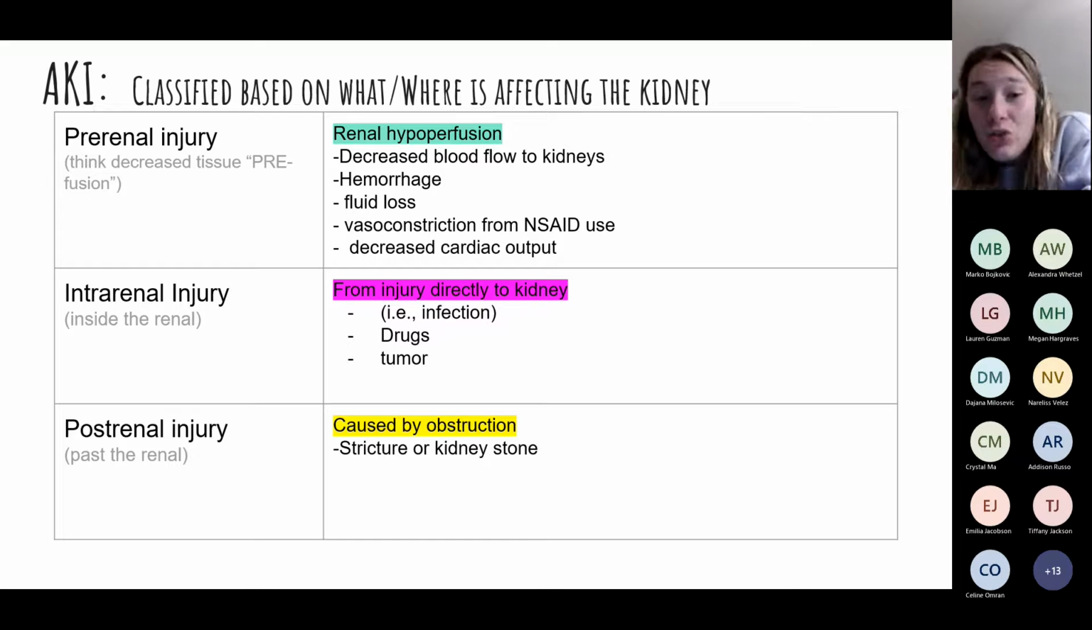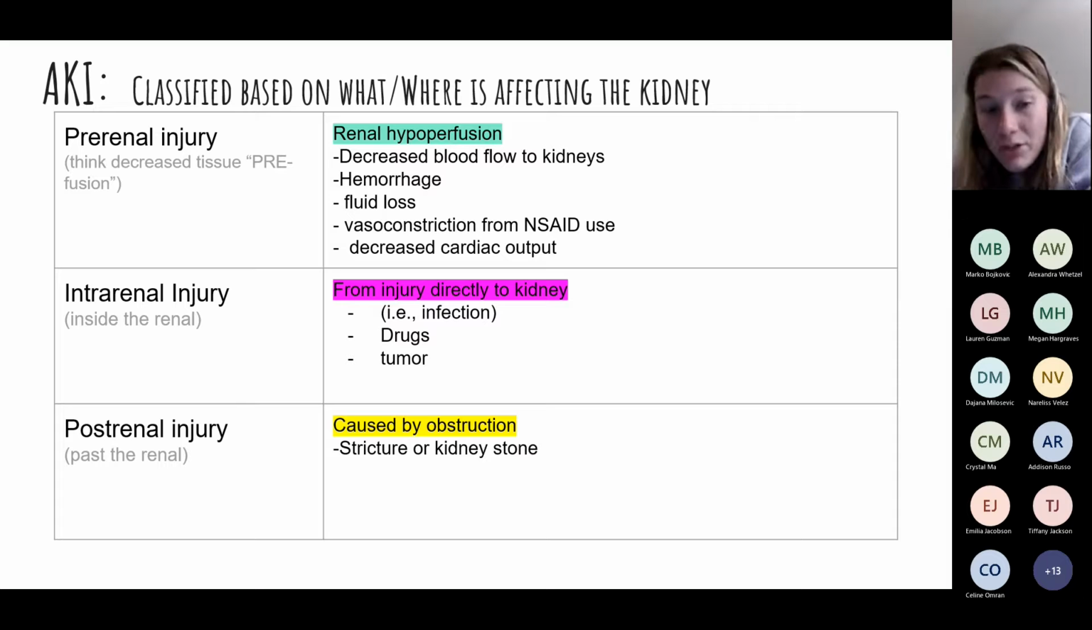If I'm having an intrarenal injury, this is direct injury directly to that kidney. Nephrotoxic drugs that are specifically toxic to the kidneys, high dose antibiotics, long-term NSAID use, etc. That's going to cause an injury directly on my kidney, or if I have a kidney infection. That is an issue with the kidney itself.